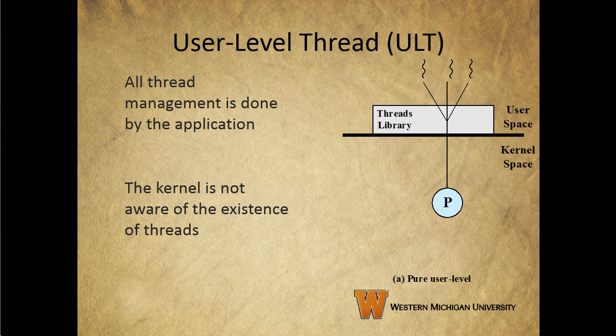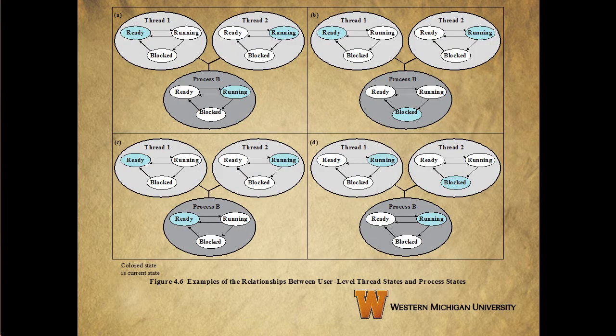But again, the takeaway from this slide is that in a pure user-level thread implementation, the kernel only deals with processes, whereas the application written by the user deals with threads through some sort of threads library. It's important to understand the relationships between user-level thread states and process states. For the most part, this is fairly straightforward, but it can be a little bit counterintuitive at times, so we'll take a look at 4 different scenarios and talk about how they work and why they make sense.